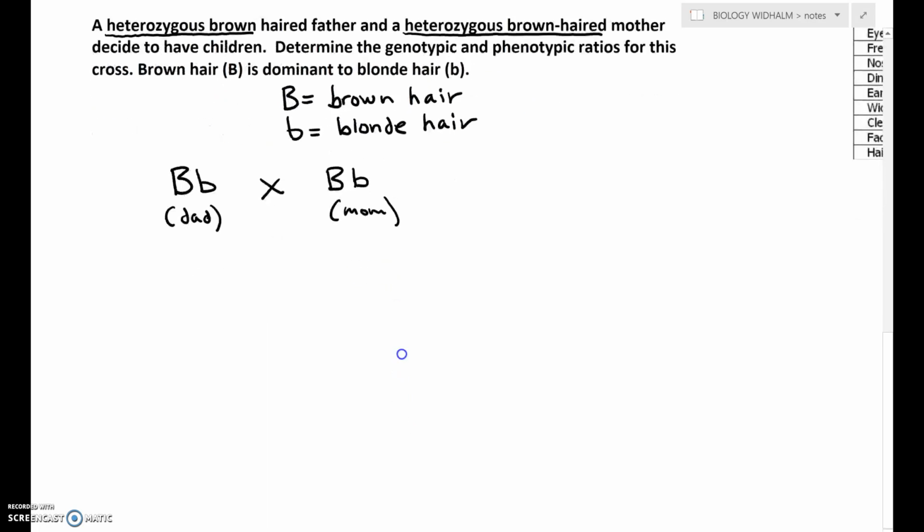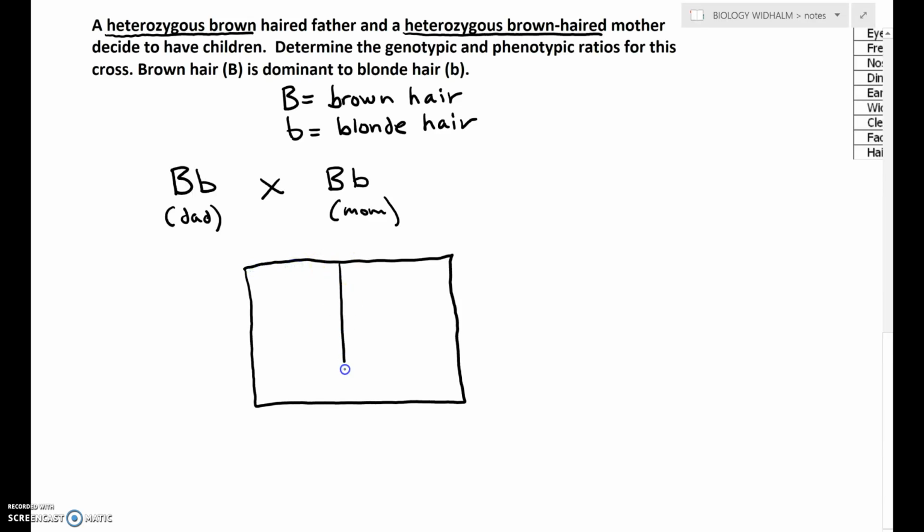Okay. So the next step is to actually draw a Punnett square. And that's what we're going to do here with the boxes. And we make 4 boxes. Okay. So now what we're going to do with the Punnett square is look at all the possible combinations that could result from combining the sex cells, or sperm and egg, that these 2 parents would make. So we're going to put dad on the top and we're going to put mom over here.